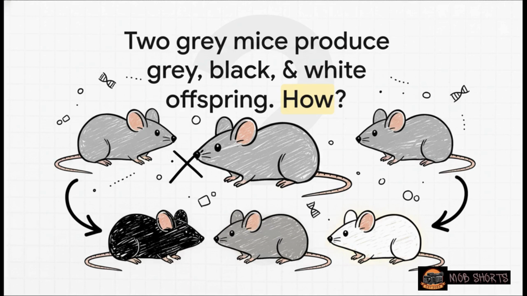You're getting 3 different colors. You're getting an intermediate color, gray, from the parents. That should be setting off alarm bells in your head that say incomplete dominance. Black and white are the original traits, and gray is the blend.